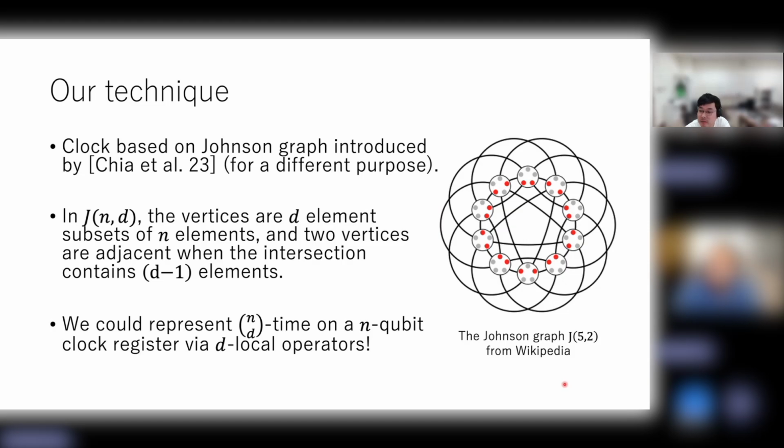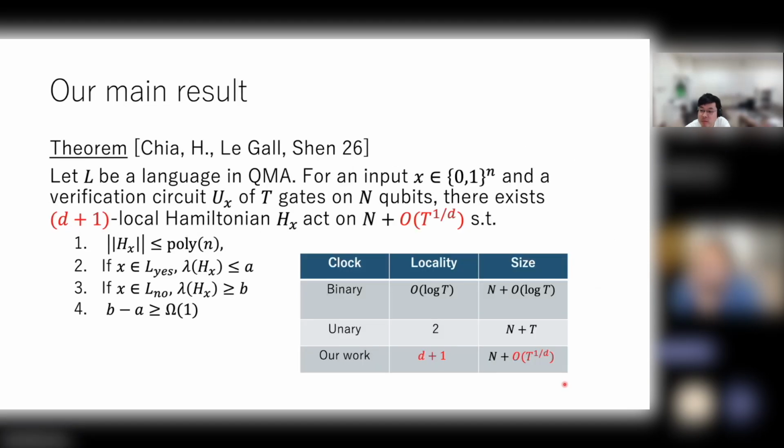Sorry, can I quickly ask a small question? Do we have any non-trivial lower bounds on what either the size, like maybe the product of size and locality, or something like this? Do we have any indication of how close we are to optimal?